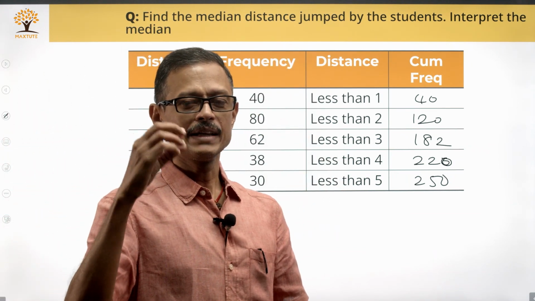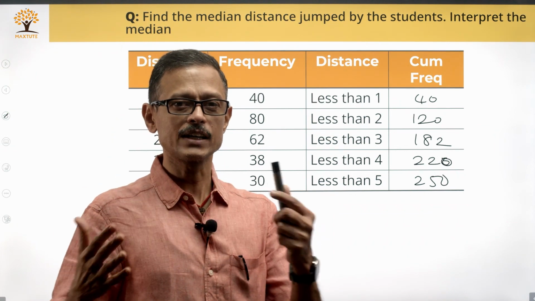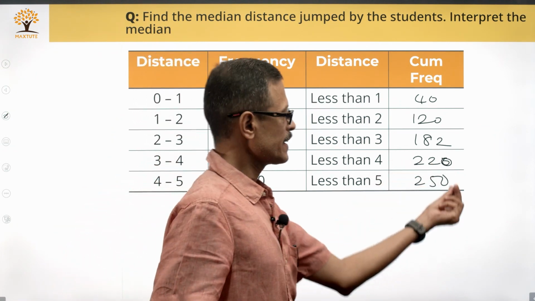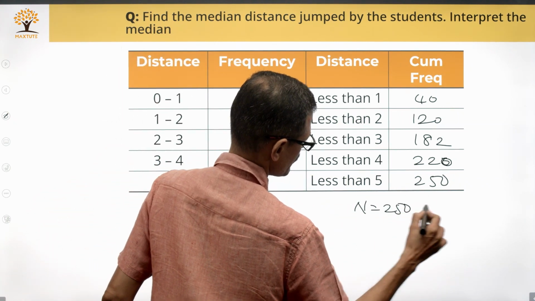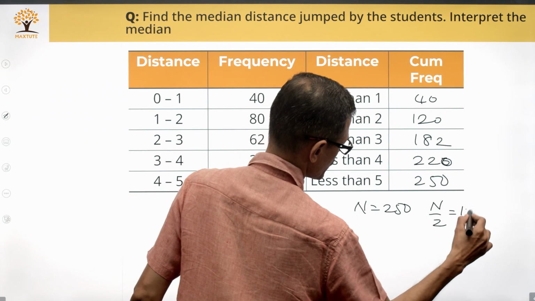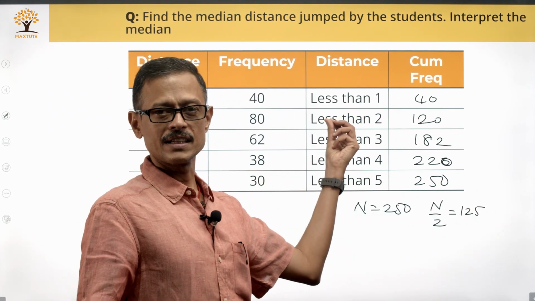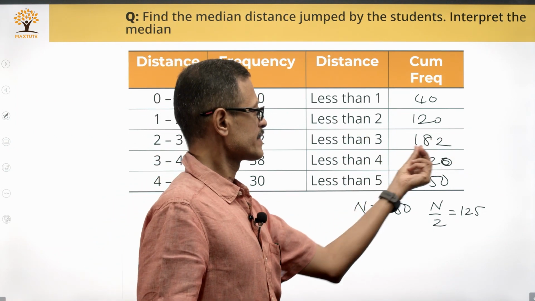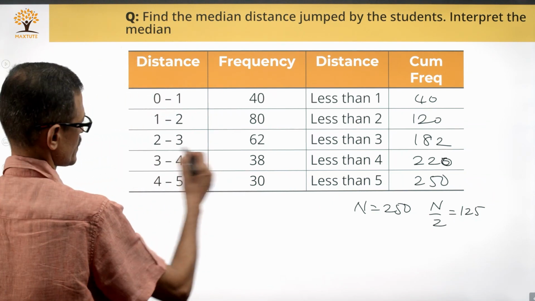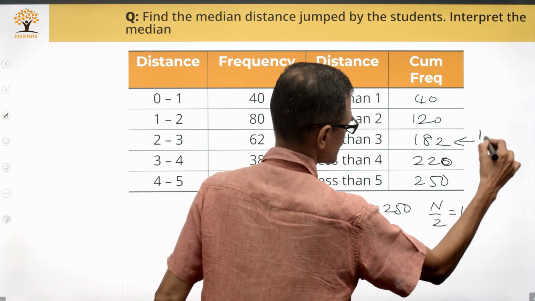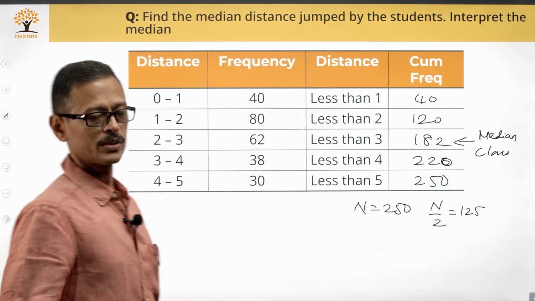What is a median? Median is that value in which the n by 2th term is the median. 250 is the total number of terms. So N for us, capital N, is equal to 250, which means N upon 2 is going to be equal to 125. The first 120 students have jumped less than 2. The 125 is therefore going to lie in this particular interval. So the median class for us is this. This is the median class. Now let's look at the formula to compute the median.